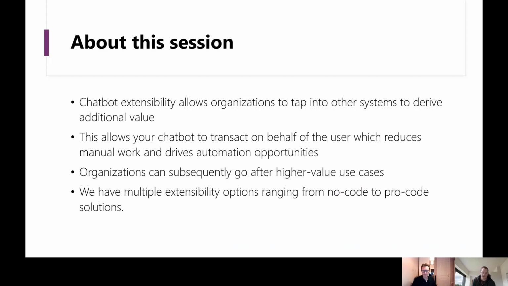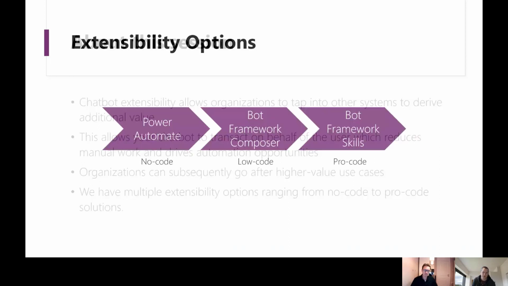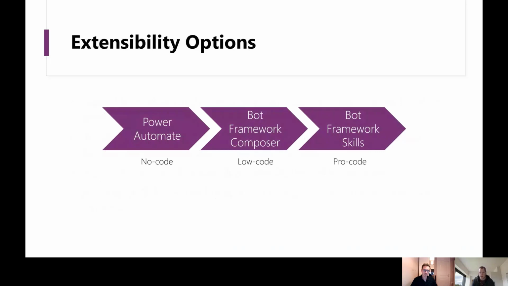And when we do talk about extensibility, we have a few options. There's a spectrum here, and that spectrum starts with no code, where Power Automate would fit, and then progresses into pro code solutions. This is that spectrum that I was referring to.